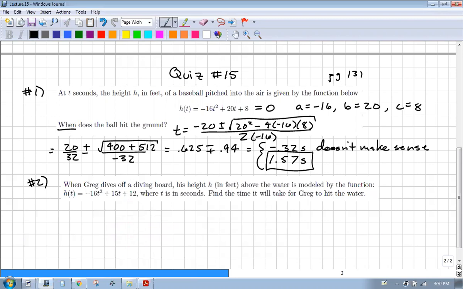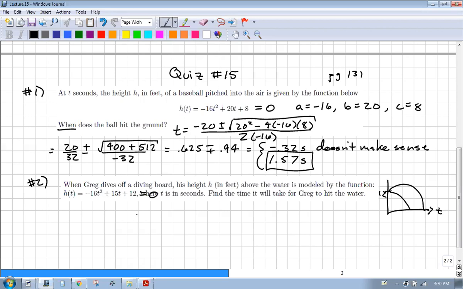Greg dives off a diving board. His height h in feet above the water is modeled by the function h of t, where t is in seconds. Find the time it will take for Greg to hit the water. Well, at 0 seconds he's at height 12. A here is negative, so we know this opens downward. But we just need to find out when it actually hits the t-axis, because he hits the water when the height is 0.